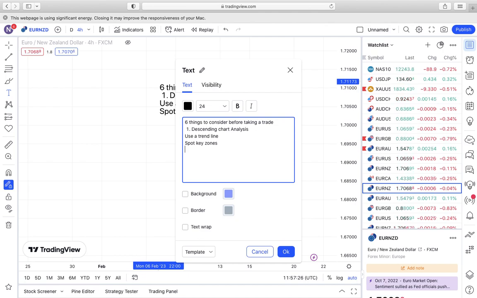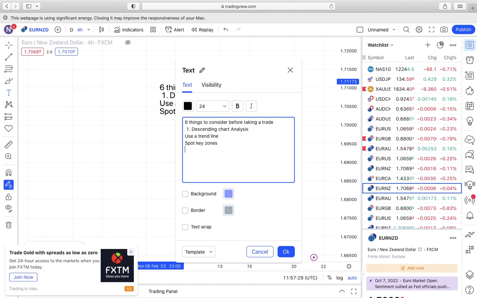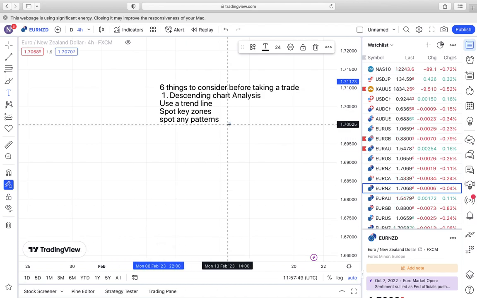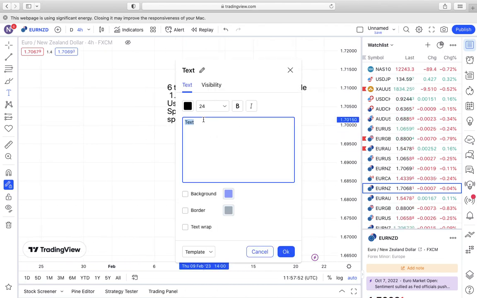The next thing under the descending chart analysis I want you to check is to spot any patterns. So guys, for you to make some serious analysis, you have to spot your patterns. You have to spot any pattern which is in the chart analysis. Kindly check which pattern you are seeing in the monthly time frame. Which pattern are you seeing in the weekly time frame? Are they conforming? That is what I'm talking about.